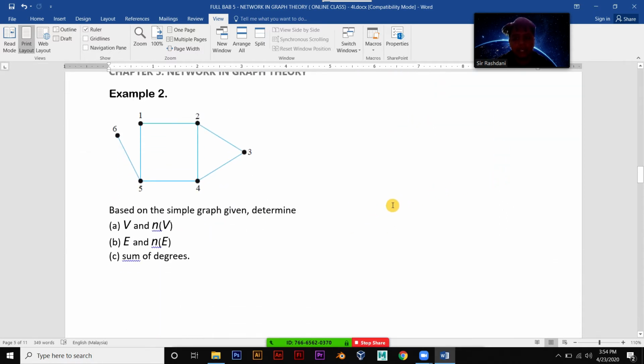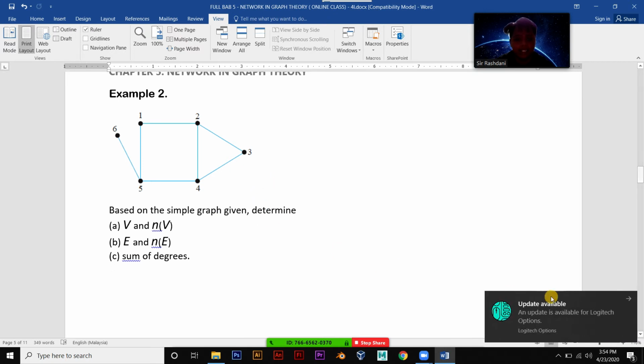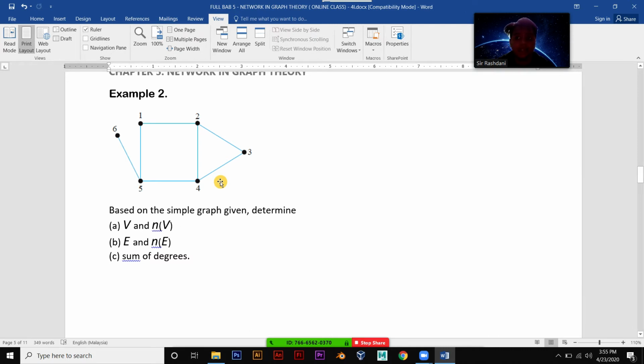Example 2. In this example, they didn't give you the set of V and E, which is the set of vertices and edges. But this example gives you a diagram, or graph. This is a graph. Based on this simple graph given, determine the V and nV. V is known as the set of vertices, and nV is the number of vertices.